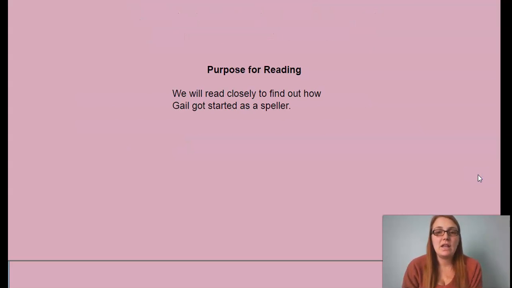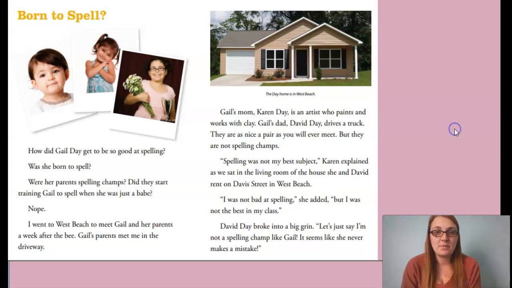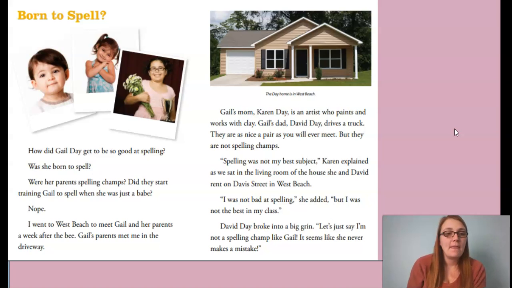Our purpose today is to read closely to find out how Gail got started as a speller. Remember, she's only 11, so let's see what made her become such a great speller. Born to Spell. Again, if you need to, simply pause the video so you can read and reread and refer back to answer questions. How did Gail Day get to be so good at spelling? Was she born to spell?